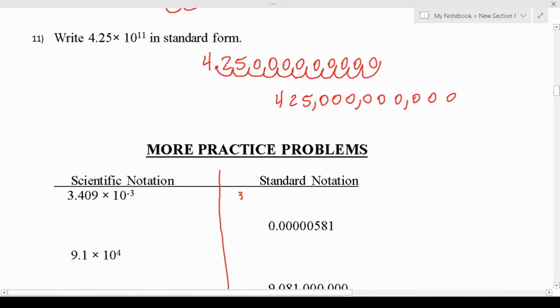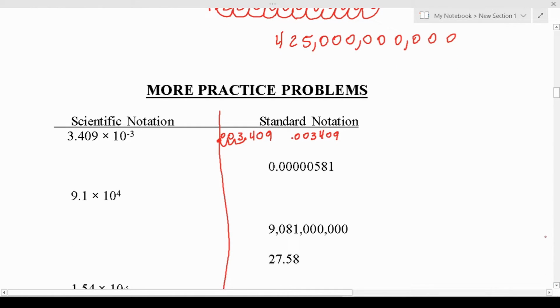So I'm going to write down 3.409 over here. I know that this 10 to the negative 3 tells me to shift its decimal place 3 times to the left. 1, 2, 3. Fill in my zeros. I'm going to need 2 in this case. So this is going to be 0.003409.